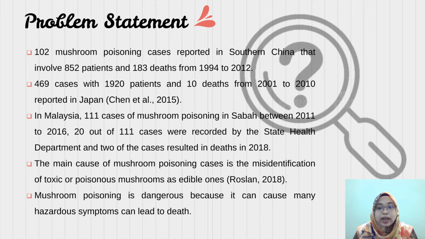in Japan, while in Malaysia, there were 111 cases of mushroom poisoning in Sabah between 2011 to 2016. 20 of the cases were recorded by the State Health Department and 2 cases resulted in death in 2018. The main cause of these mushroom poisoning cases is the misidentification of toxic mushroom as edible. Mushroom poisoning is very dangerous because it can cause many hazardous symptoms and can lead to death.